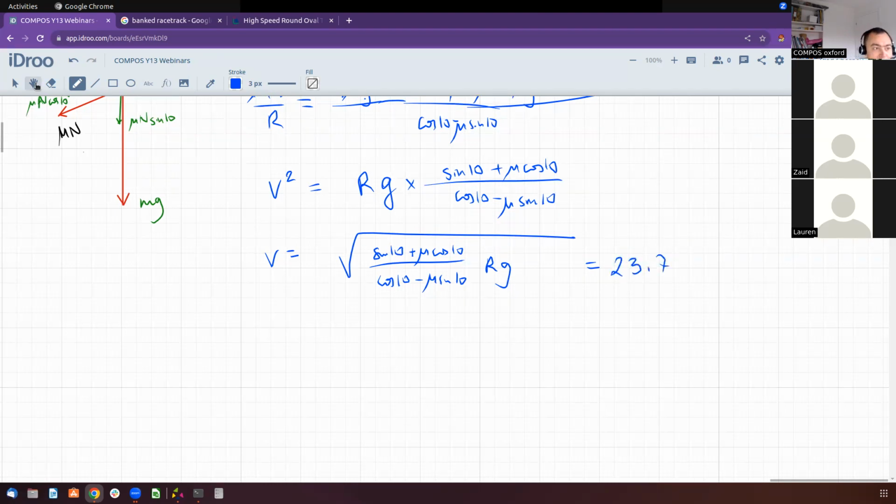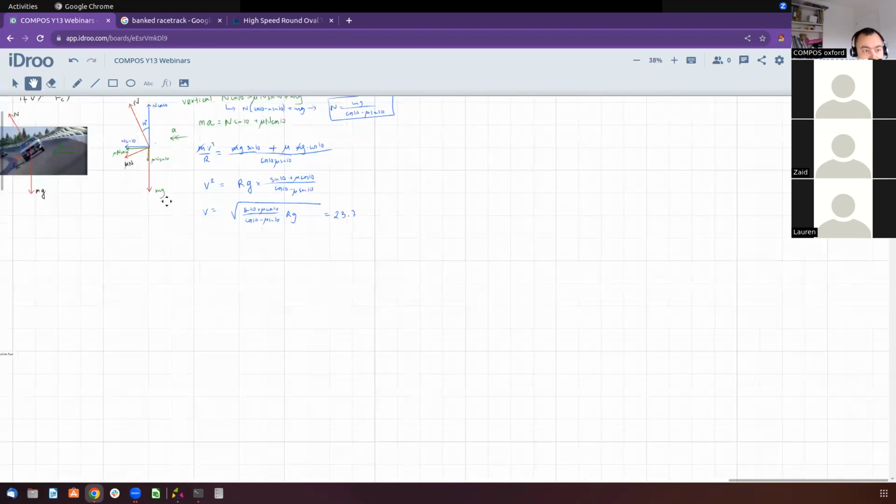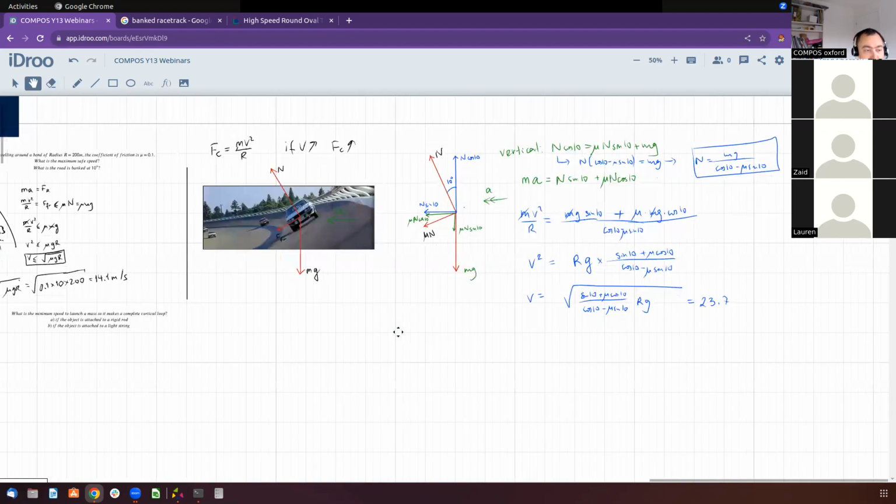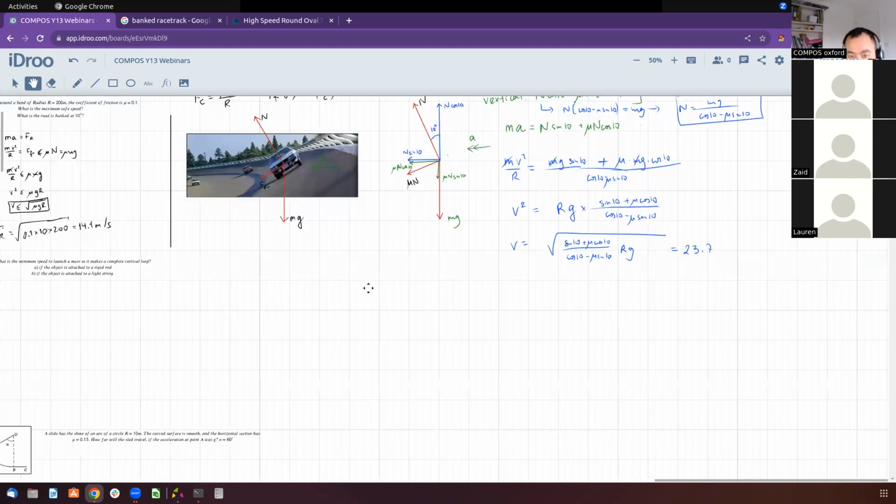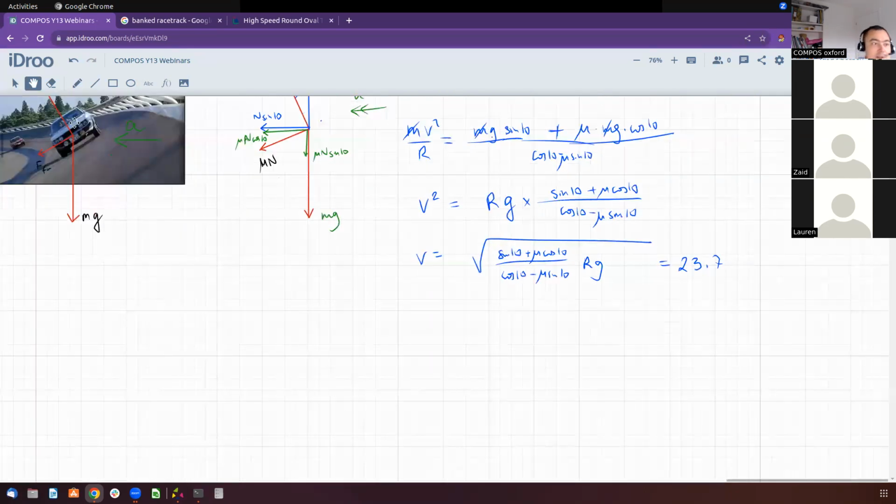23.7. So you can see this is quite a dramatic increase. With only 10 degrees bank, you can travel at a much higher speed, 23.7 meters per second.